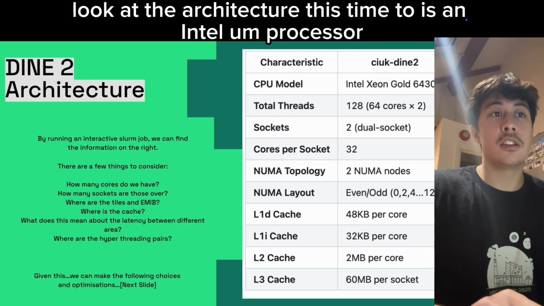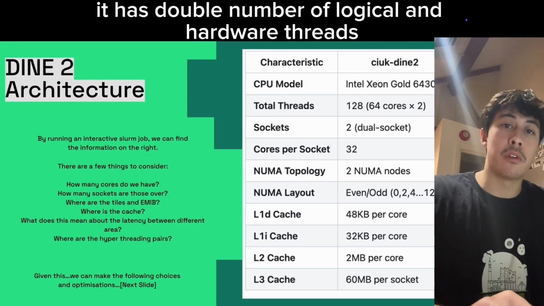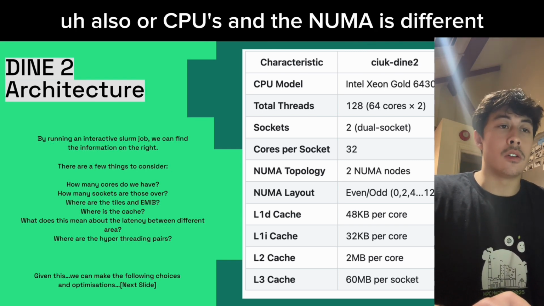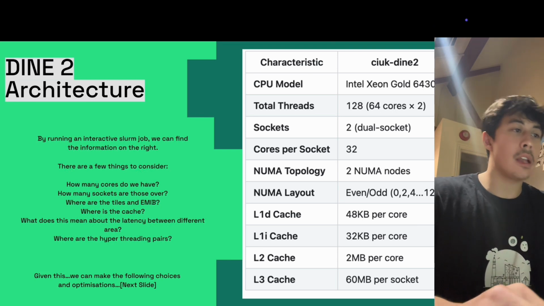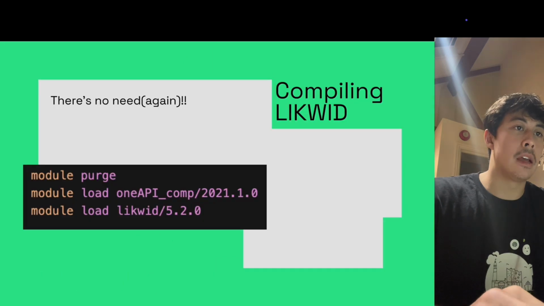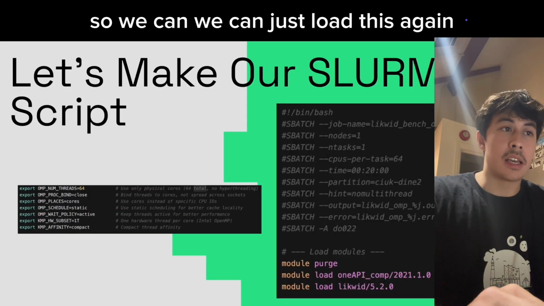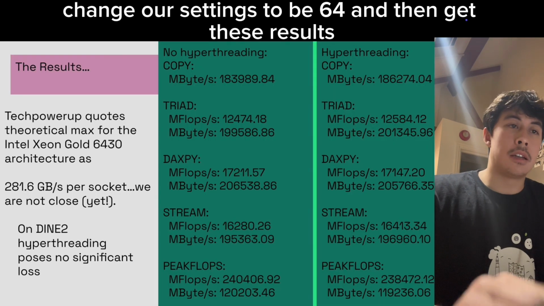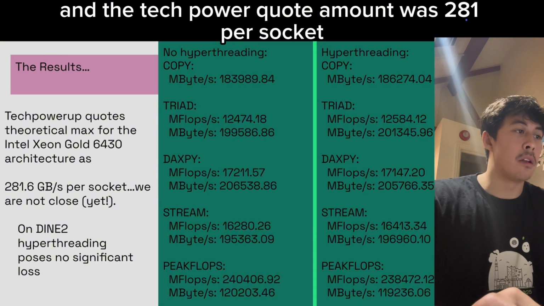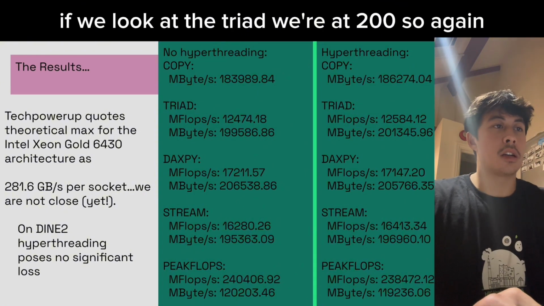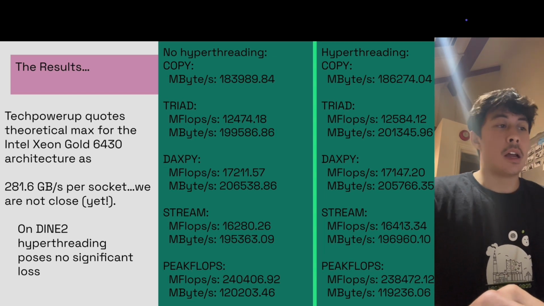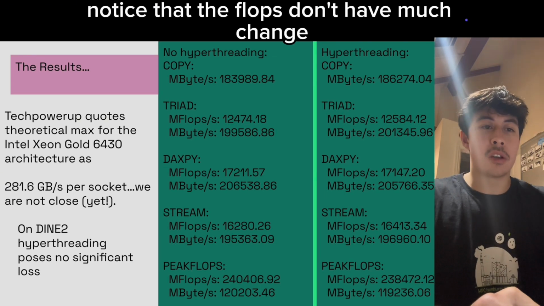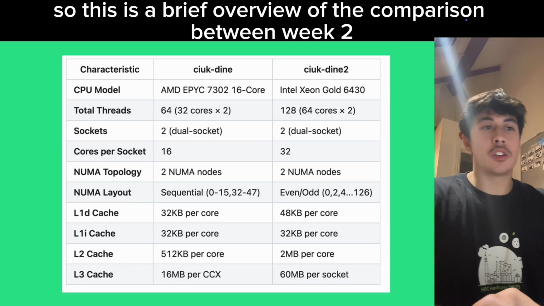Again, looking at the architecture, this Dyne 2 is an Intel processor. It has double the number of logical and hardware threads, or CPUs, and the number layout is different. It's even-odd rather than sequential. It also has much larger cache. And we might also think about tiles and EMIB. So we can just load this again, change our Slurm script to be 64, and then we get these results. And the TechPowerUp quoted amount was 281 per socket. If we look at the triad, we're at 200. So again, we're not really close, but much closer than we were on Dyne 1. And we can explain in a second. Notice that the flops don't have much change. So this is a brief overview of the comparison between them.